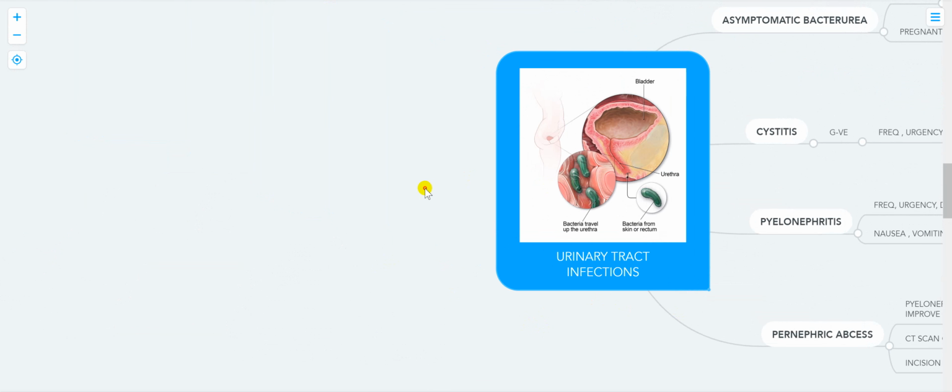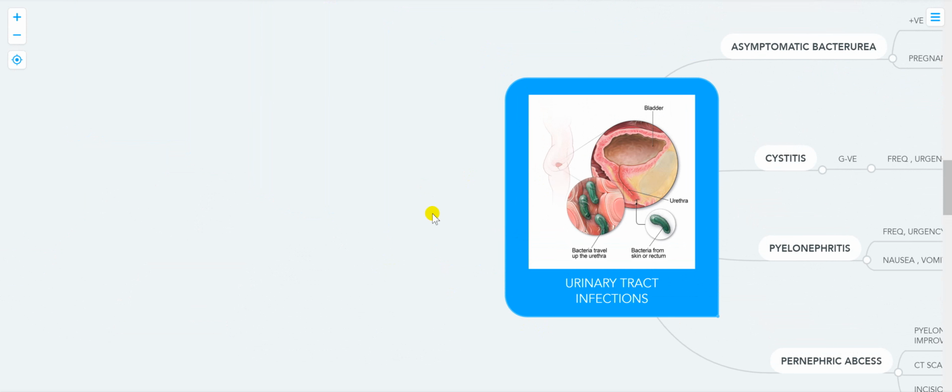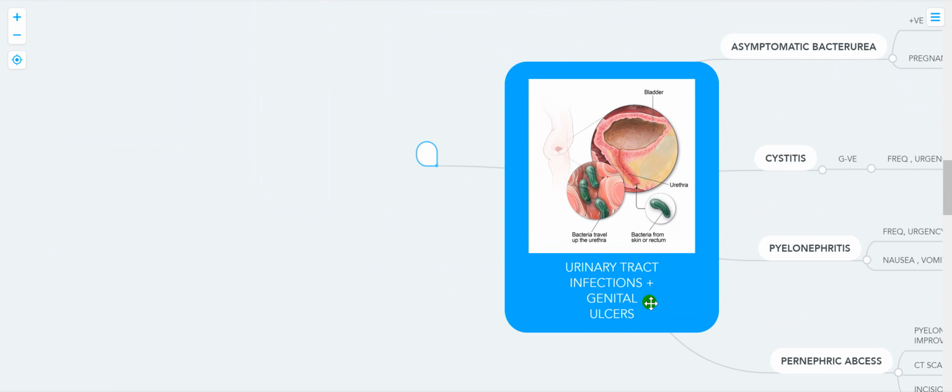This is urinary tract. Now let's take this opportunity to talk about genital ulcers too. Genital ulcers could be caused by syphilis. Syphilis is caused usually by Treponema pallidum.